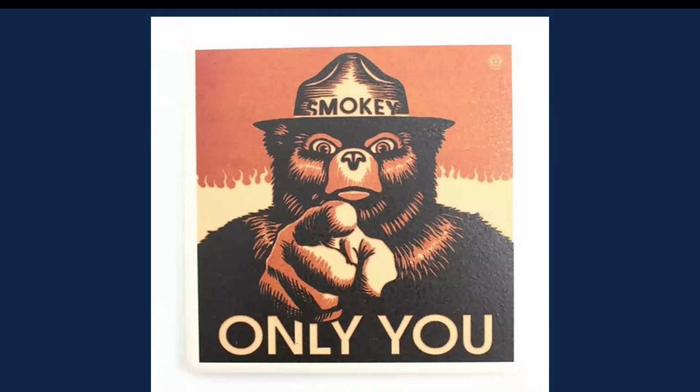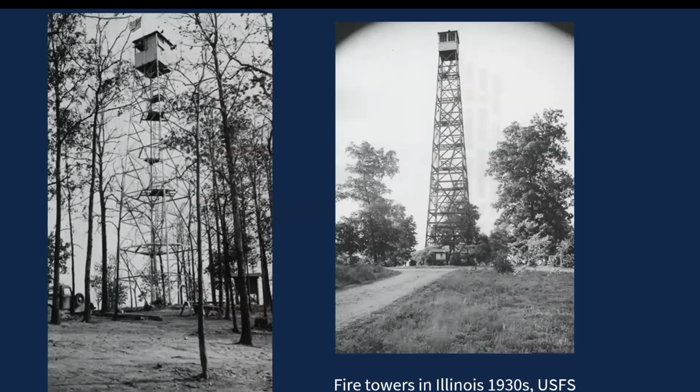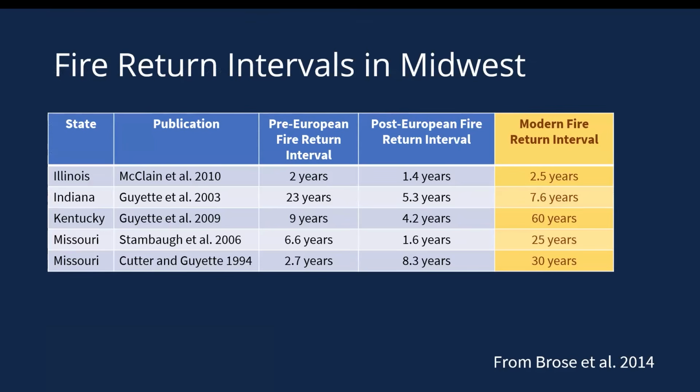So Smokey the Bear coming out in the 40s or so. This big push to put out fires, with the establishment of fire towers and active fire suppression across the state, did lead to this change in what we call the modern fire return interval.